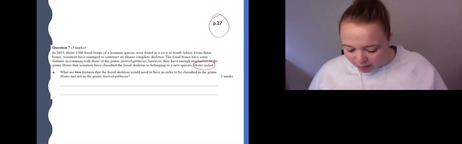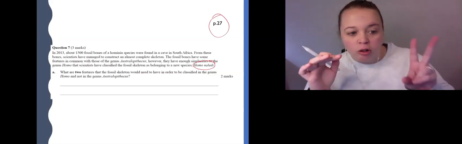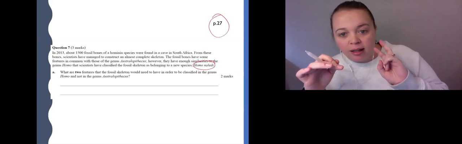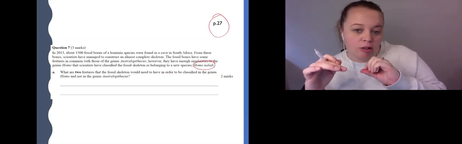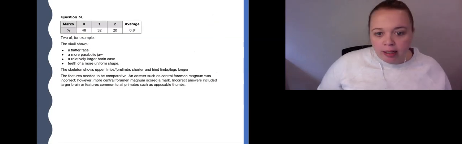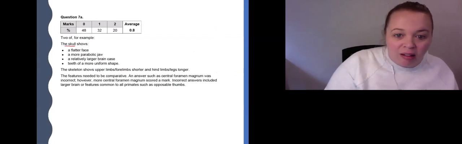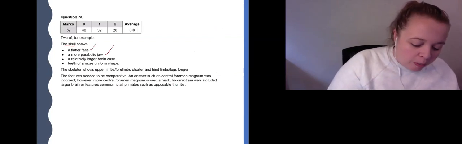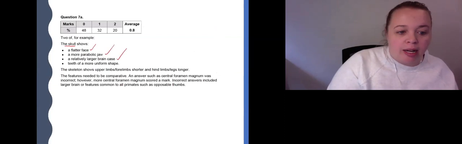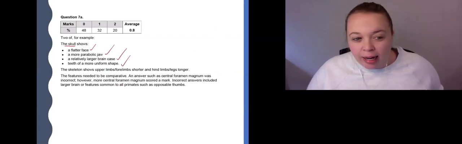Very similar to that previous question. I want you to pause and try and write down 2 features that you're going to find, and then I'm going to tell you the answer in 3, 2, 1. 3, 2, 1. All right. So you could say that the skull, can't just say a flatter face, but the skull might show you flatter face, a more parabolic jaw, a larger brain case, more uniform shape, or less reduced canine size.